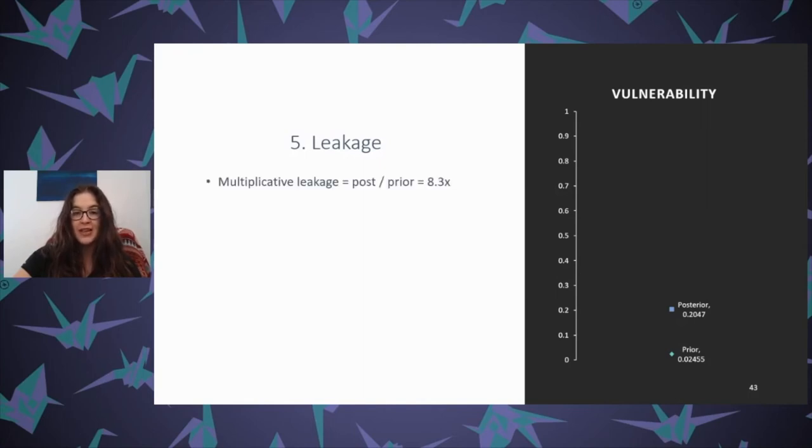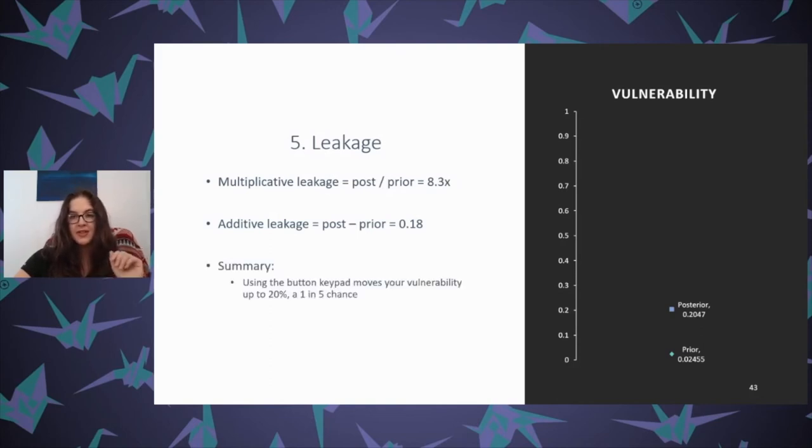We can compare prior and posterior vulnerability by dividing to get the relative difference. If we divide 20% by 2%, we see that this worn down keypad channel increased our secret's vulnerability by almost tenfold. We can also compare the vulnerabilities by subtracting to get the absolute difference. So in this case, 20% minus 2% is 18%. And so the channel increased an adversary's probability of success in absolute terms by 18 points.